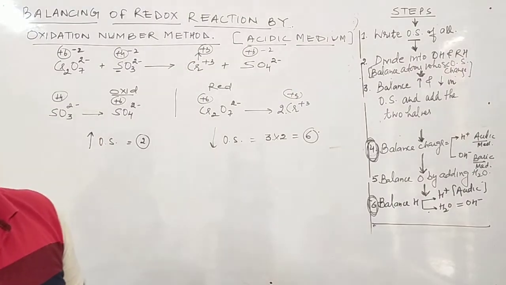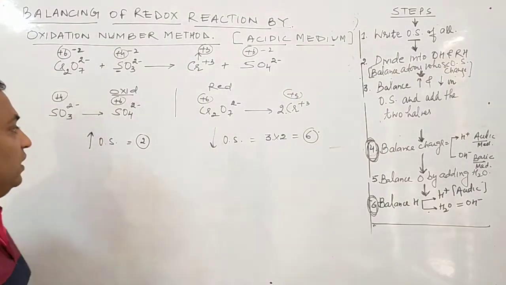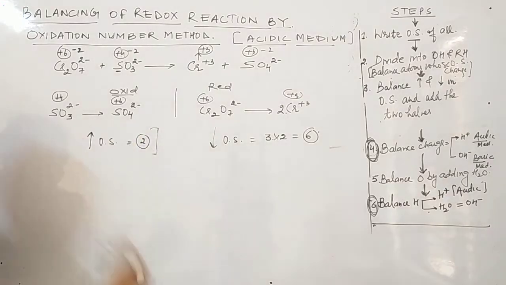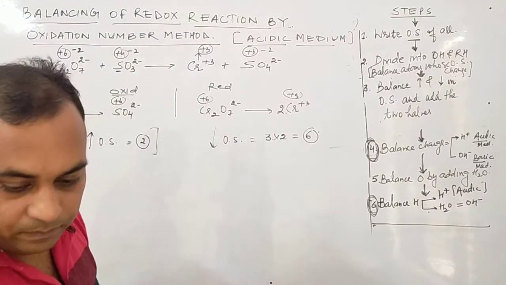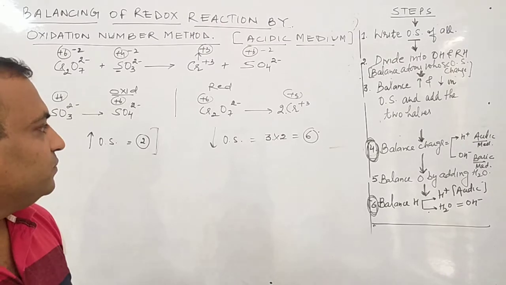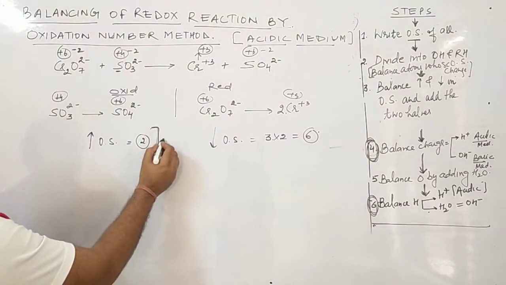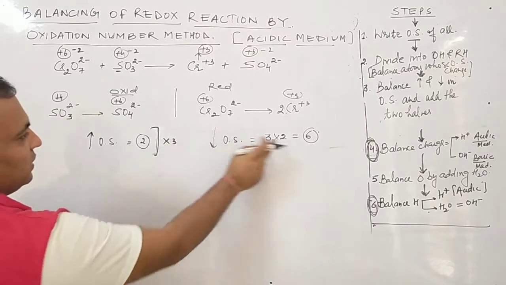So we have written increase and decrease in oxidation state. Equalize कैसे करें? How can I equalize? For equalize there is one of the best methods, cross multiply. So what will I do beta? I simply cross multiply this 2 into 3. So 2 3s are 6.